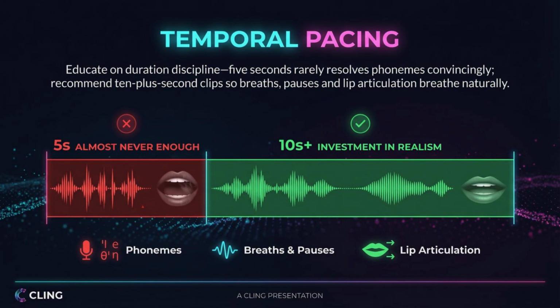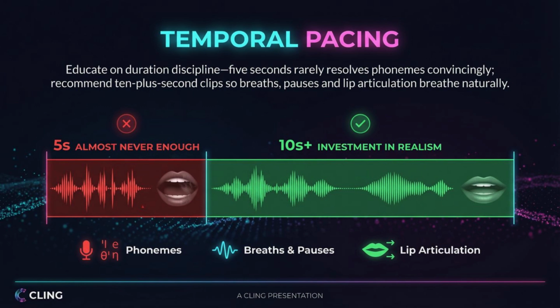Exactly. Okay, and here's the pro tip from the material that I found really essential about temporal pacing. Why should users pay more for a 10-second clip instead of the standard 5 seconds? Because 5 seconds is almost never enough time for a natural human interaction. Think about it. You need to take a breath, show an emotion, speak a full sentence, and then react. Choosing 10 seconds gives the model the runway it needs to resolve the phonemes and the facial movements smoothly. It results in a much less jerky, much more convincing clip. It's an investment in realism.